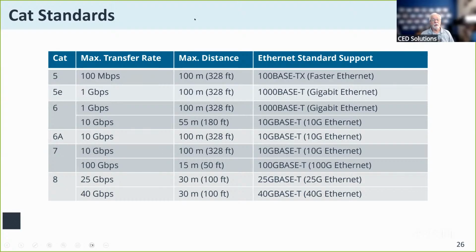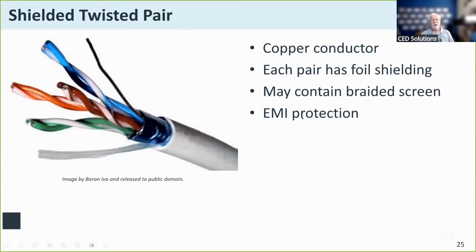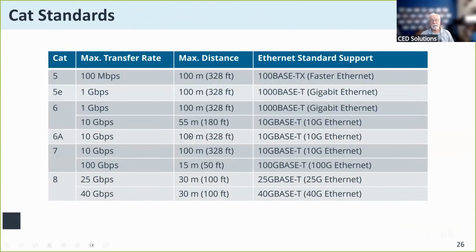Everything you need to know on the questions you're going to be asked about on your exam is either with the color coding or with this chart right here. It tells you the category they're talking about, and that typically identifies the number of wires that are being used in that 8-wire cable. It tells you what the transfer rate is. That is either in megabits per second or gigabits per second. Remember, that's millions of bits per second or billions of bits per second.